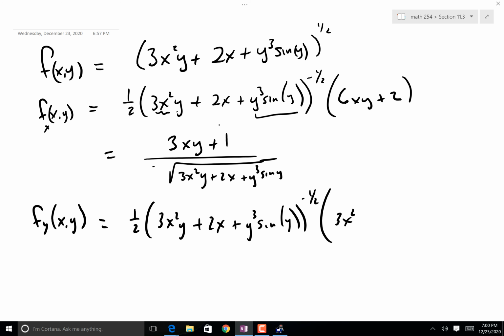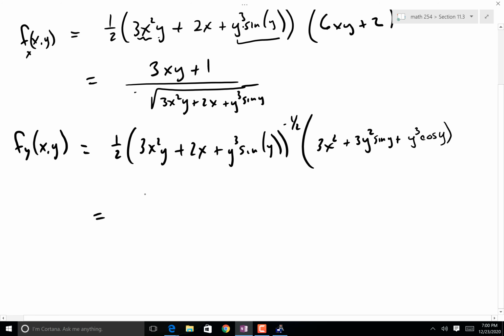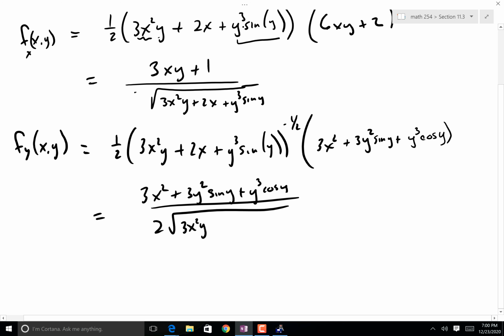What's the derivative of 2x? Nothing, it goes away. Now here, be careful. This is a product rule. So it's the derivative of the first times the second plus the first times the derivative of the second. Nice. That's gross. And so when it's all said and done, it should be 3x squared plus 3y squared sine y plus y cubed cosine y over 2 square root, bam, and I'm done.